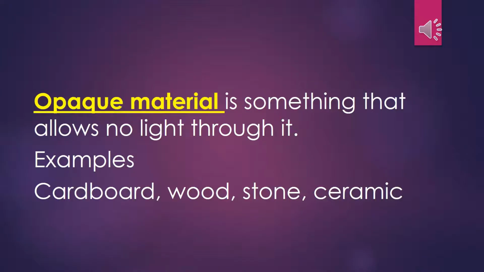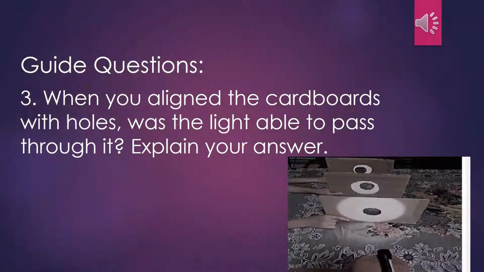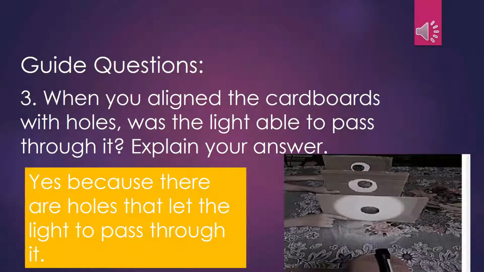What is an opaque material? Opaque material is something that allows no light through it. The examples are cardboard, wood, stone, or ceramic. The guide question number 3 is, when you align the cardboards with holes, was the light able to pass through it? Can you explain your answer? Yes, because there are holes that let the light pass through it.